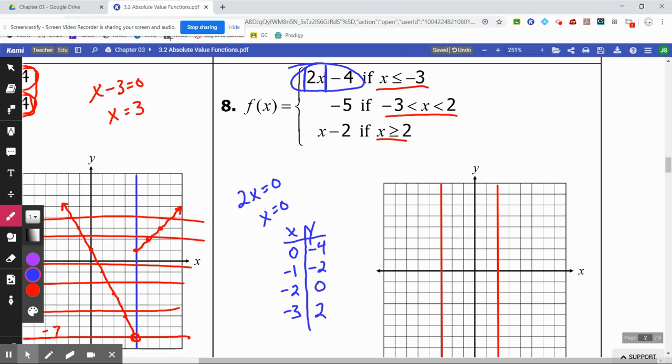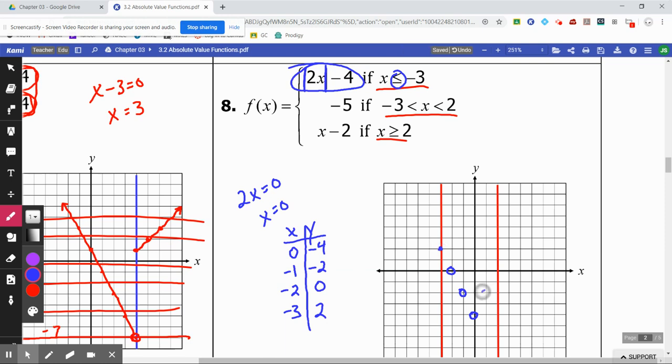So 0, -4 is not part of my graph. -1, -2 is not part of my graph. And now what about -2, 0? No, that's not going to be part of my graph either. However, -3, 2, since it's or equal to, that is part of my graph, and you can see the pattern now.